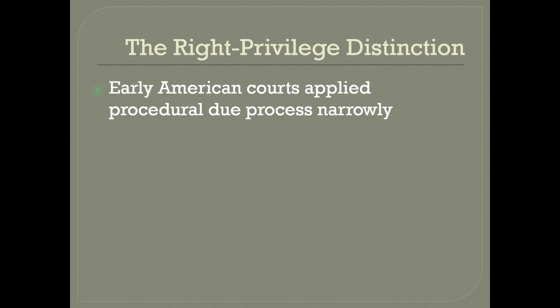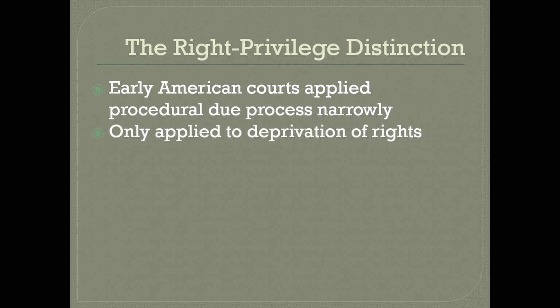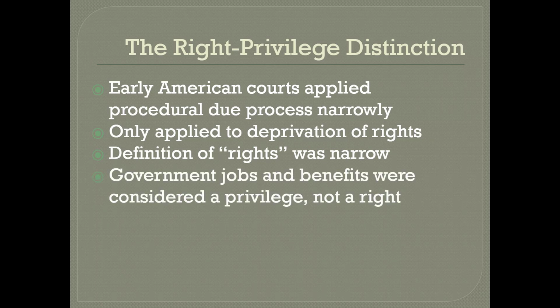What this means is that early American courts applied procedural due process very, very narrowly. They said that the Due Process Clause only applied to deprivation of your rights. And they defined rights very narrowly, just as they defined due process. And in fact, many of the things people got from government were not considered by the courts to be a right. They were considered to be a benefit.